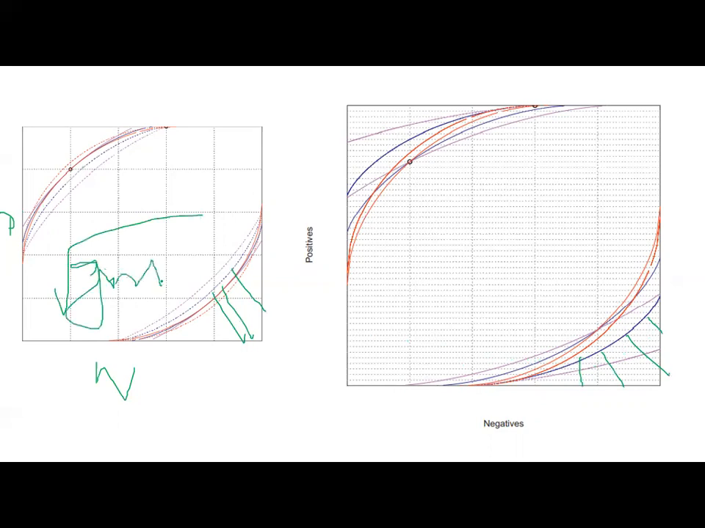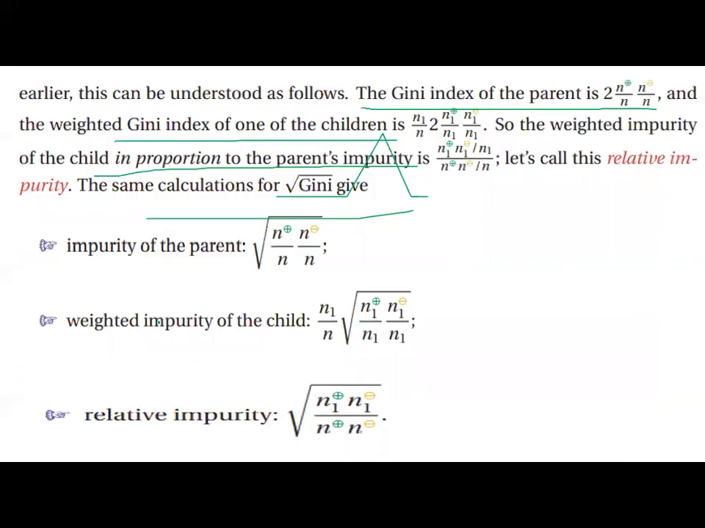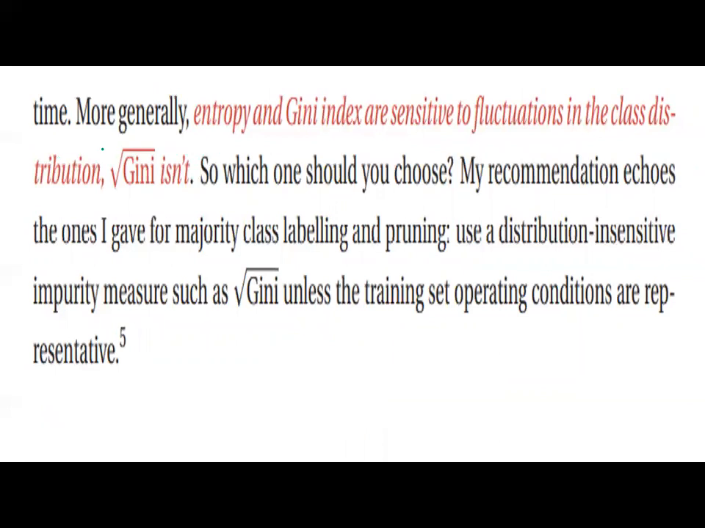Only root Gini doesn't depend on the class distribution. So that is why we always go for root Gini. More generally, entropy and Gini index are sensitive to fluctuations in the class distribution, but root Gini is not. If there is a change in class distribution, the Gini index and entropy change, but root Gini does not change at all.